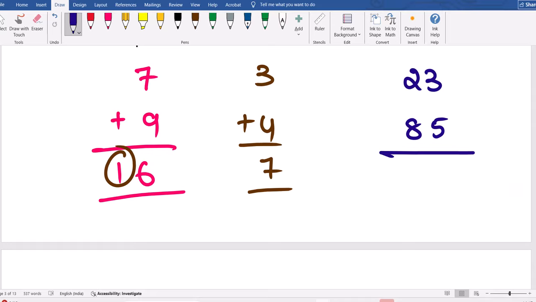When you add any two-digit numbers, like 23 and 85 or 99 and 85, the result is a three-digit number only. Is it four digit? Not possible, right? So please keep that in mind. It can be two digit also: 11 plus 12 equal to 23, it's a two-digit number.